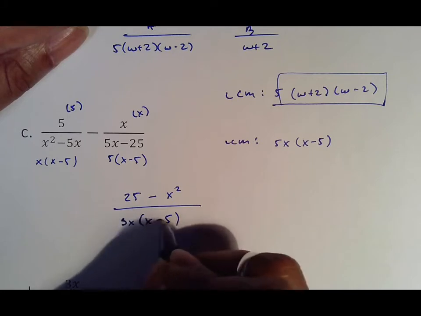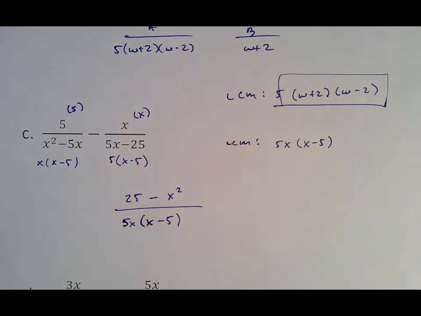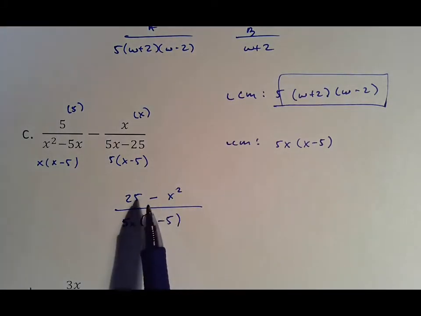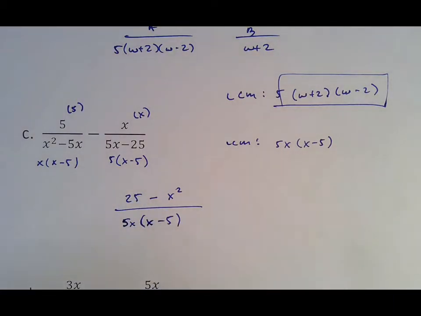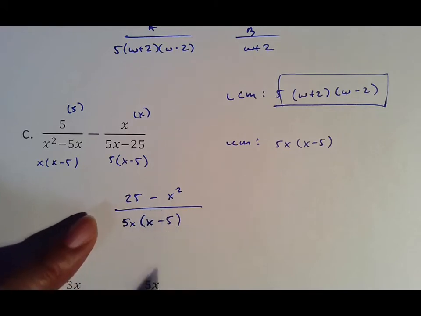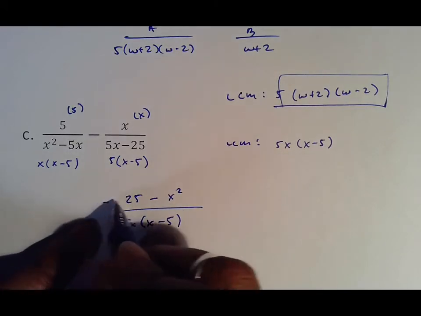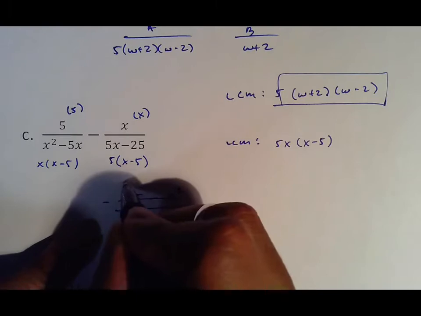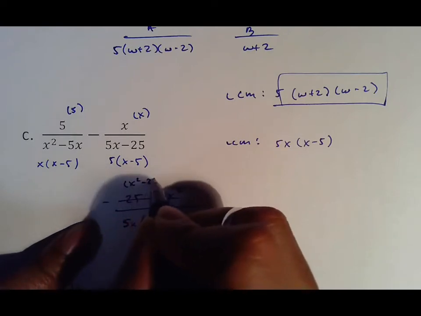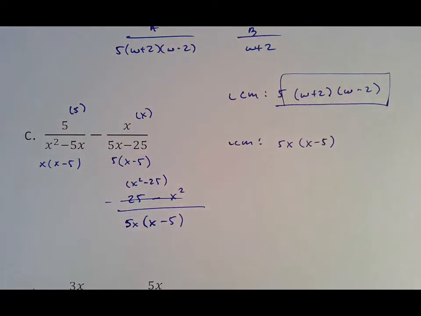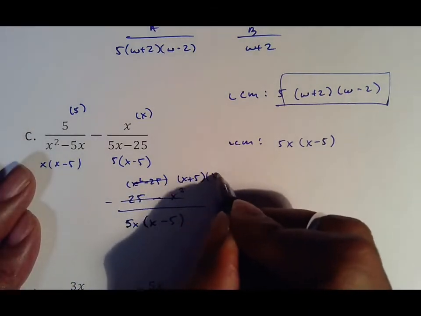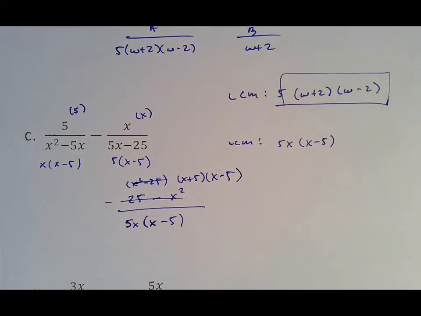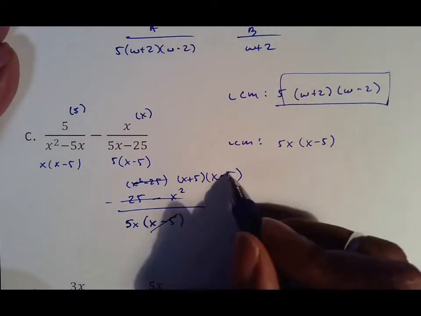Now here's again where attention has to be paid. 25 minus x squared seems to be like a difference of squares, which means, again, I'm going to do this in the problem, that if I take out a negative, I can actually make this x squared minus 25, which means I can actually make this x plus 5, x minus 5, which means I now have something I can cancel on the bottom.